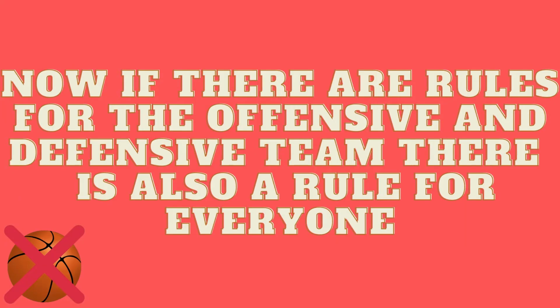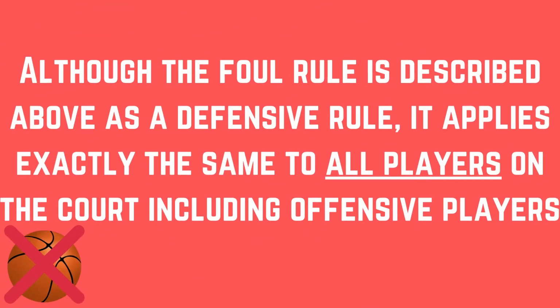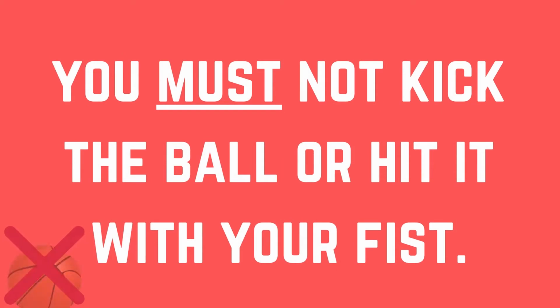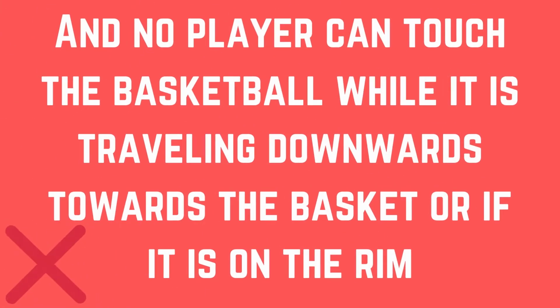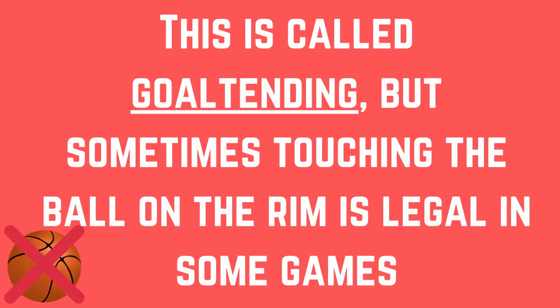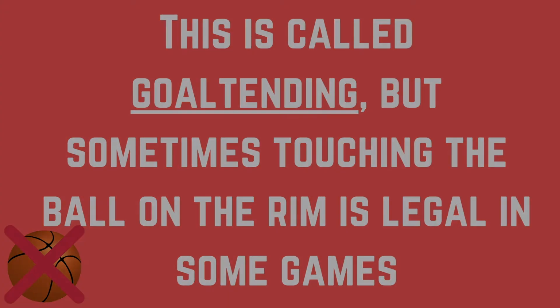Now, if there are rules for the offensive and defensive team, there is also a rule for everyone. Although the foul rule is described above as a defensive rule, it applies exactly the same to all players on the court, including offensive players. You must not kick the ball or hit it with your fist. And no player can touch the basketball while it is traveling downwards towards the basket or if it is on the rim. This is called goaltending, but sometimes touching the ball on the rim is legal in some games.